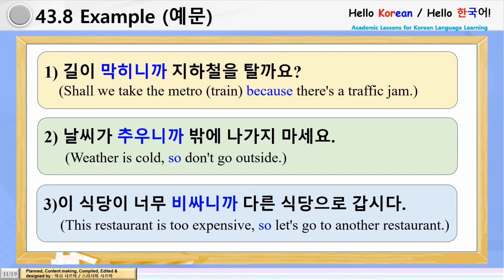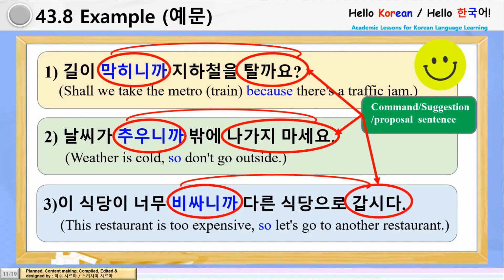Now again check the combination with the nikka grammar to express the reason. Ending is suggestion, order, proposal, or command. In number one, that is thal kayo, shall we ride, shall we board, shall we take. Number two, nagaji maseyo, please don't go outside. And number three, khapshida, let's go. Charesoyo Yorobun, let's move to the next examples.